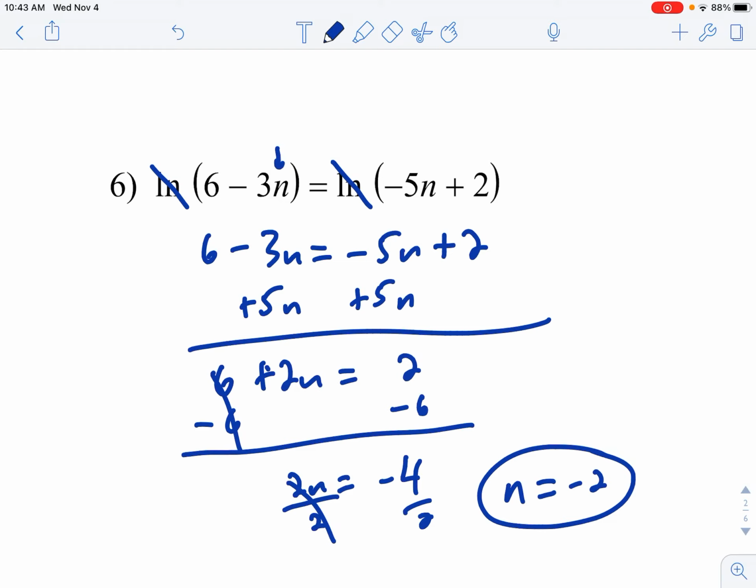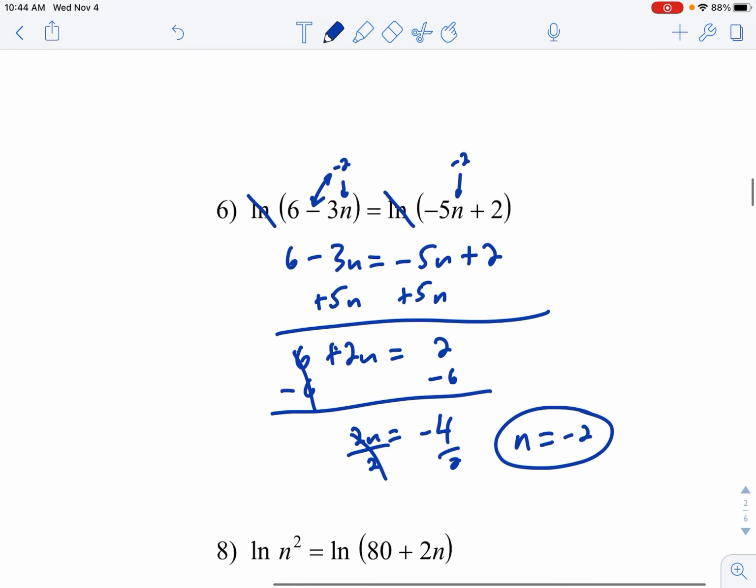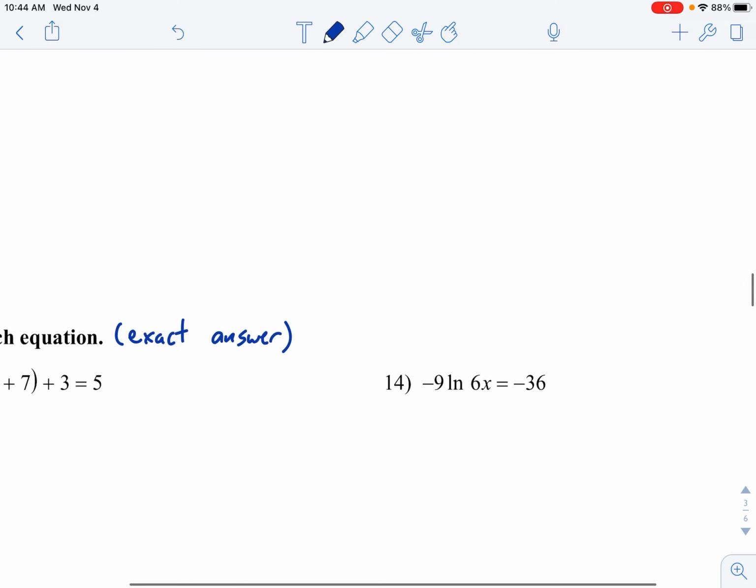You might want to go check that. If you plug in a negative 2 here, you're going to have a negative times a negative, which equals a positive, so you can take a logarithm of a positive. If you plug it in here as well, a negative times a negative equals positive. You can take a logarithm of a positive. There's no worry about that being an extraneous solution. That should just be the right answer. So go down and check number 6.